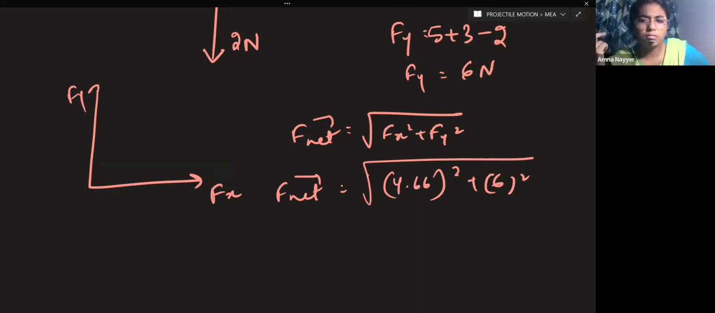This will be how much? Just check. 4.66 whole square, this is a huge number. This cannot be done orally. But did you understand? This is how you will calculate the magnitude, even if you want the direction.